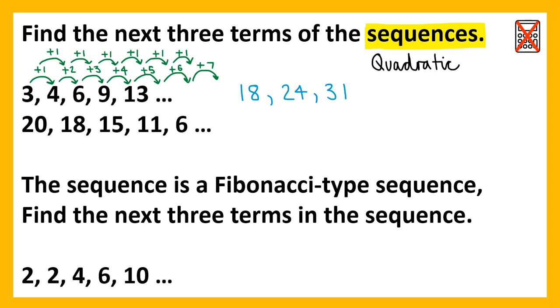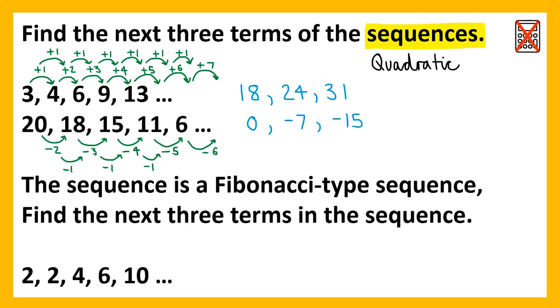For the second question, I have a similar situation where the sequence is going down by 2, by 3, by 4, and by 5. So the first difference is not the same, but checking the second difference, I can see that this is constant, so I can find the next term by subtracting 6 to give me 0, then taking away 7 to give me negative 7, and then taking away 8 to give me negative 15.